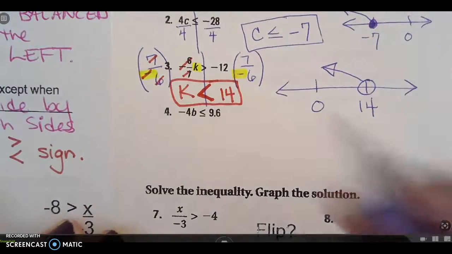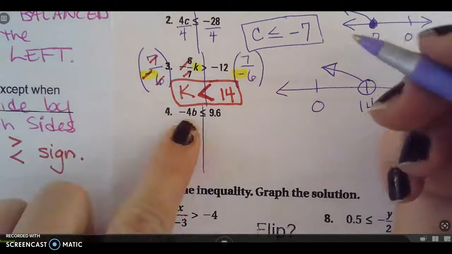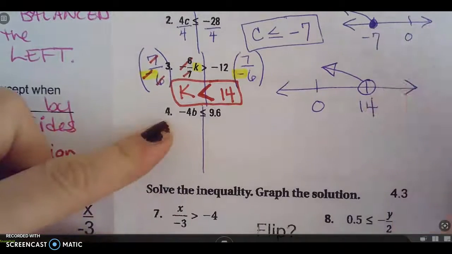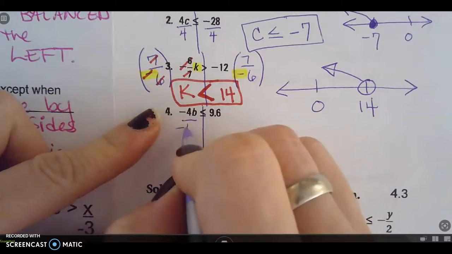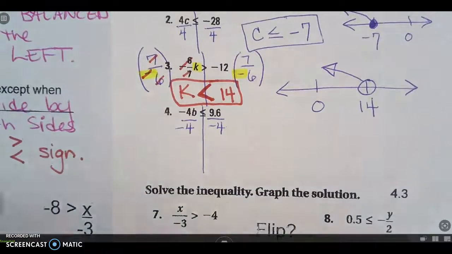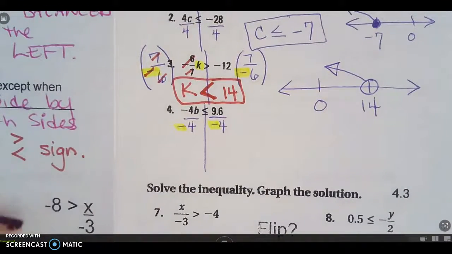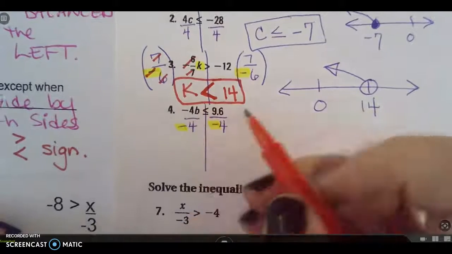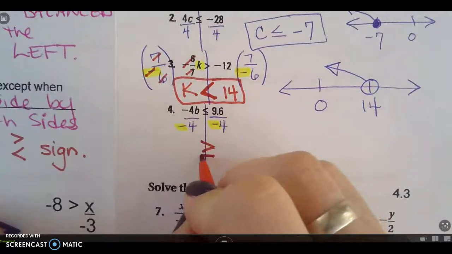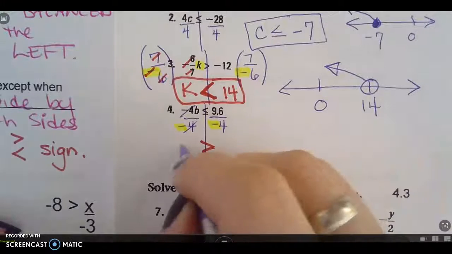All right, so I'm trying to get B. Draw the line down the middle. The B is being multiplied by -4, so to cancel that out, I'm going to divide by -4. Right there, as soon as you divide by a negative on both sides, bam, your sign gets flipped. So it was a less than or equal to sign. Now it's going this way, greater than or equal to sign. Okay. These -4s cancel out.